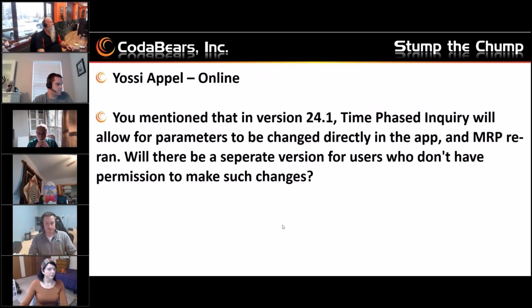Okay, our next one here is from Yossi. I don't know if Yossi was still on. He logged off earlier. Don't know if he made it back on the meeting. He mentioned that in 24.1, time phase inquiry will allow for parameters to be changed directly in the app, and MRP rerun. Will there be a separate version for users who don't have the permission to make such changes?